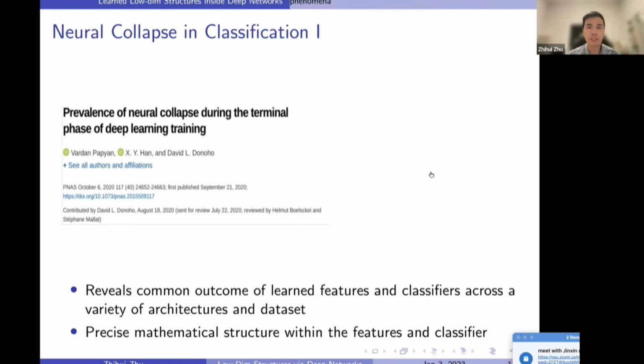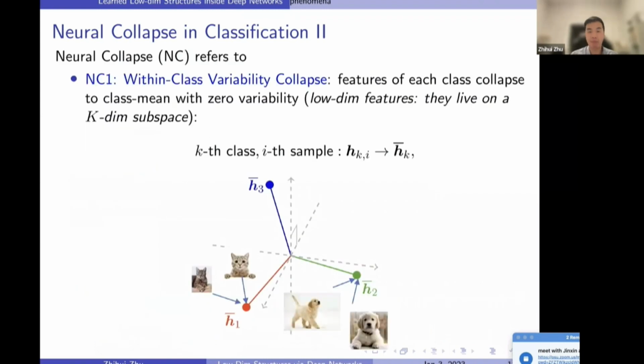Okay, for this goal, the recent work by Papyan, Han, and Donoho conducted a lot of experiments, and they revealed common outcomes of the learned features and classifiers across a variety of architectures and datasets. And indeed, there is a precise mathematical structure within the learned features and classifiers. We call this property the neural collapse property. This neural collapse refers to the following three properties.